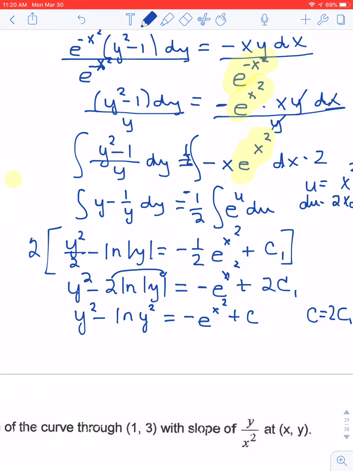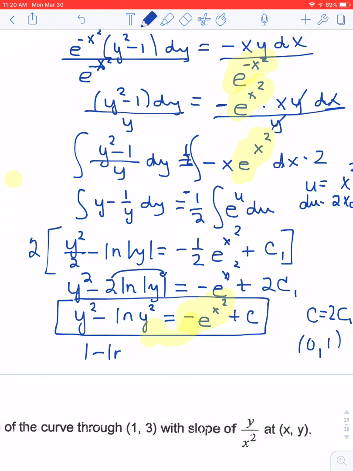Now at this point we can't really solve for y at all, so this may likely be how they put that general solution. They may bring this over to the left side and have it equal c. But this one wants us to go on because they gave us the ordered pair (0, 1). So we're going to put 1 in for y and 0 in for x. ln of 1 is 0. e to the 0 is 1. So our c value is 2.